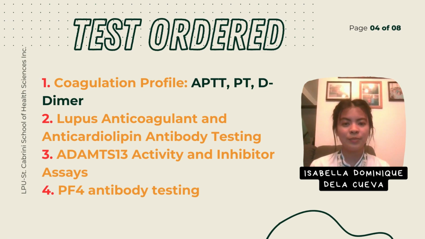Second, we have lupus anticoagulant and anticardiolipin antibody testing to rule out APS. This test assesses the presence of antiphospholipid antibodies associated with APS. Third, ADAMTS13 activity and inhibitor assays. This is used to rule out TTP, to measure the activity of ADAMTS13, a metalloprotease involved in regulating platelet function. And lastly, we have PF4 antibody testing to rule out heparin-induced thrombocytopenia.